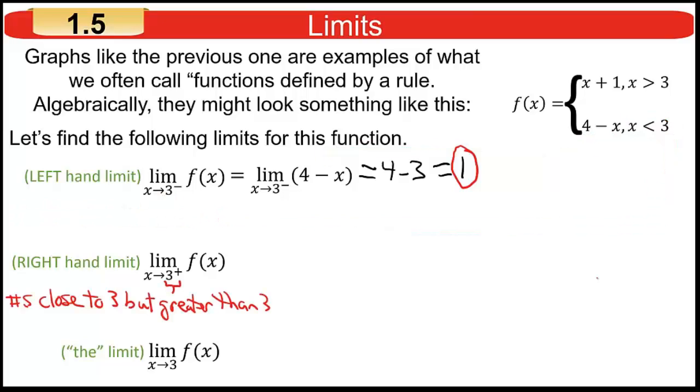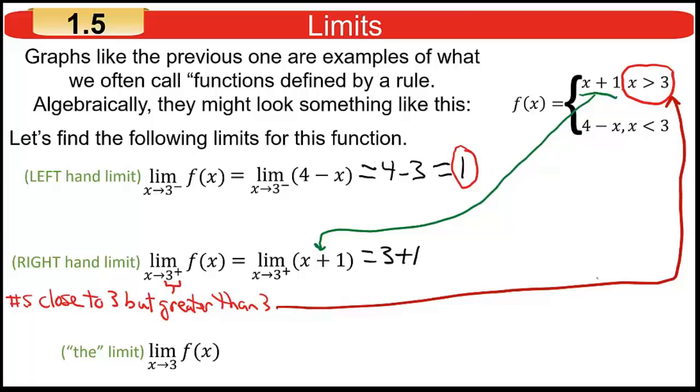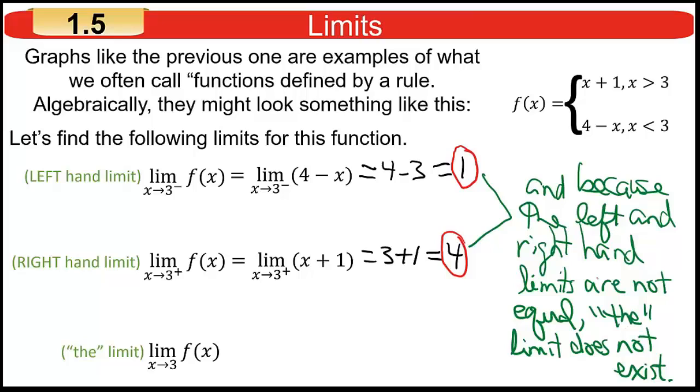Same thing for the right-hand limit. If I want to take the limit as x approaches 3 from the right, well, from the right means bigger than 3. So that means I'm traveling on the piece that's defined as x plus 1. So f of x becomes x plus 1, and when I plug 3 in there, I end up with 4. So the left-hand limit is 1, the right-hand limit is 4. Well, if the left-hand limit and the right-hand limit don't agree, we have to say the limit does not exist. Again, once you get the idea of what's going on here, it's really very simple.